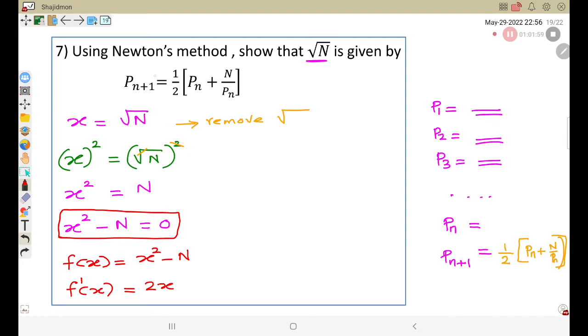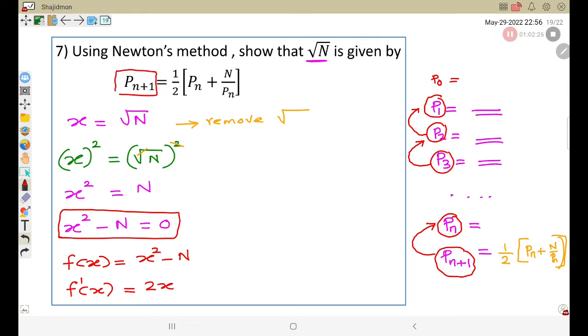Now we need to calculate Pn plus 1, that is the question. Remember this order: P0 initial approximation, P1, P2, P3, Pn plus 1, correct? P2 before number is P1, P3 before number is P2, Pn plus 1 before number is Pn. We need to calculate Pn plus 1. Pn plus 1 equal to how much? You will get the same thing, half into Pn plus n over Pn. So just start with Pn plus 1 equal. How can we write the rule, students?